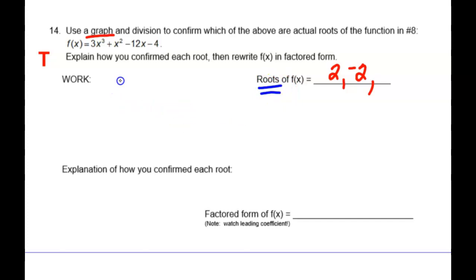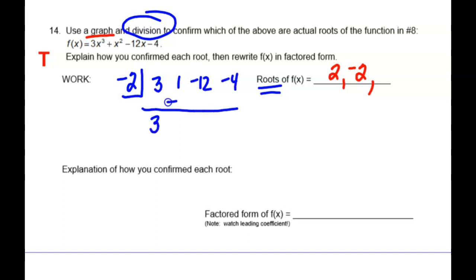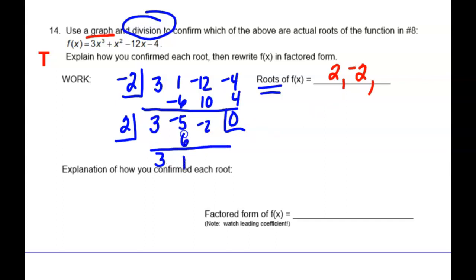All right, which one do you want to divide first? It says use division. -2 first, okay. 3, 1, -12, -4. Bring down, multiply, add, multiply, add, multiply, add. What does the last one have to come out? 0, or you did something wrong, okay? It's got to go in evenly. It was a 0 on the graph. Then you do the other one that was nice that you found on the graph. Bring down, multiply, add, multiply, should come out a 0 again.